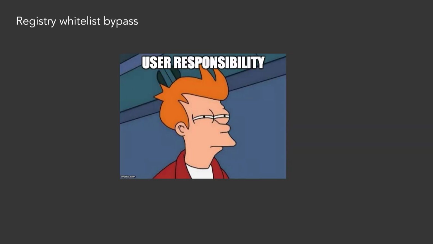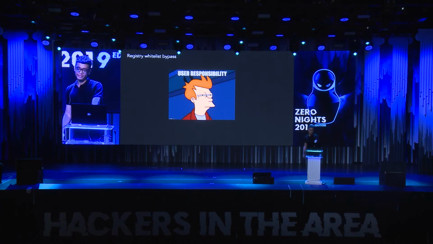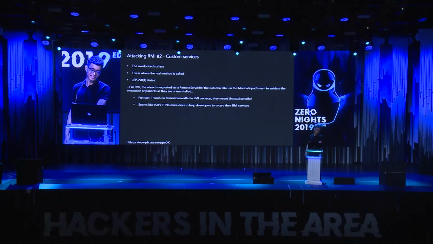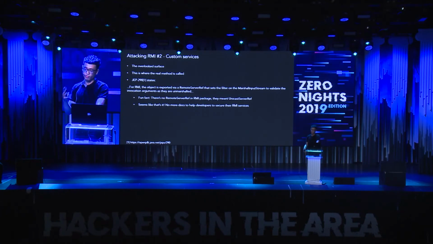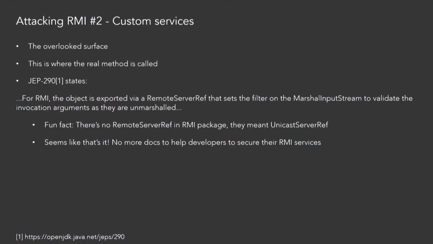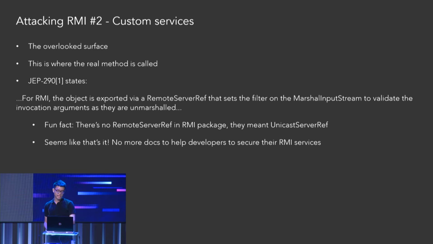And we'll see later how well developers and other vendors disagree with that statement. Before that, we will talk about the most important attack surface that I want to talk about. This is the custom service. Besides the registry and the DGC service, there's the custom service where you invoke the real method call that you wanted to invoke at the beginning. And this is an overlooked attack surface.